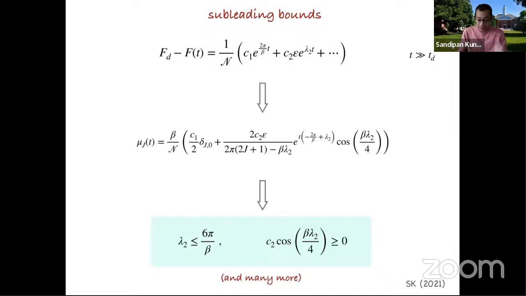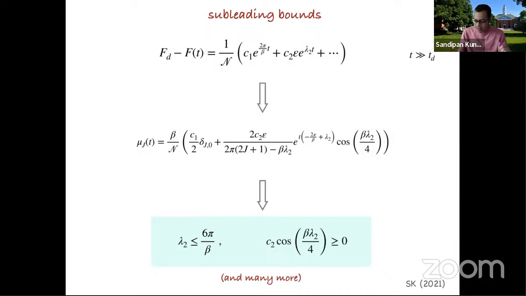Okay, so the new thing is that there is a bound on this subleading term. The lambda2 is bounded from above by 6 pi over beta. And there is also a sign constraint on the numerical coefficient. This is also an optimal bound in the sense that there are known systems that saturate this bound. For example, in Arnav's talk, he gave us one such example where this bound was saturated. You can actually derive many such bounds from the bounds on the moments, but because of time, I'm not going to discuss any of them.